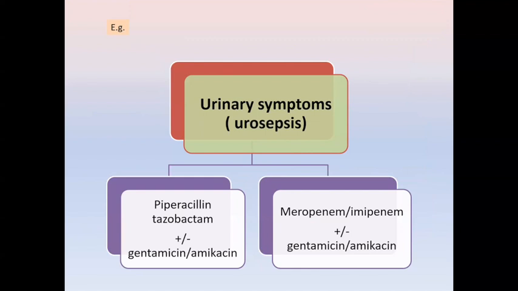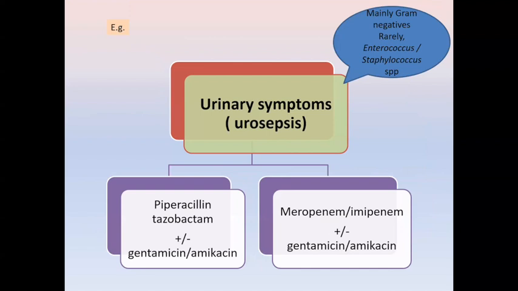Another example, urinary symptoms. If the patient comes with urosepsis, then again, we have to consider previous cultures, whether the patient has been in the hospital for a while, and a few other things. But most of the time, pathogens are gram-negatives, very rarely enterococcus or staphylococcus. So we have to cover gram-negatives, which can be covered with piperacillin tazobactam plus or minus aminoglycosides such as gentamicin or amikacin. And if the patient comes from the urology ward, especially with stenting and all, then of course we have to go a little beyond that, maybe meropenem and or imipenem as the initial treatment during the first stage.